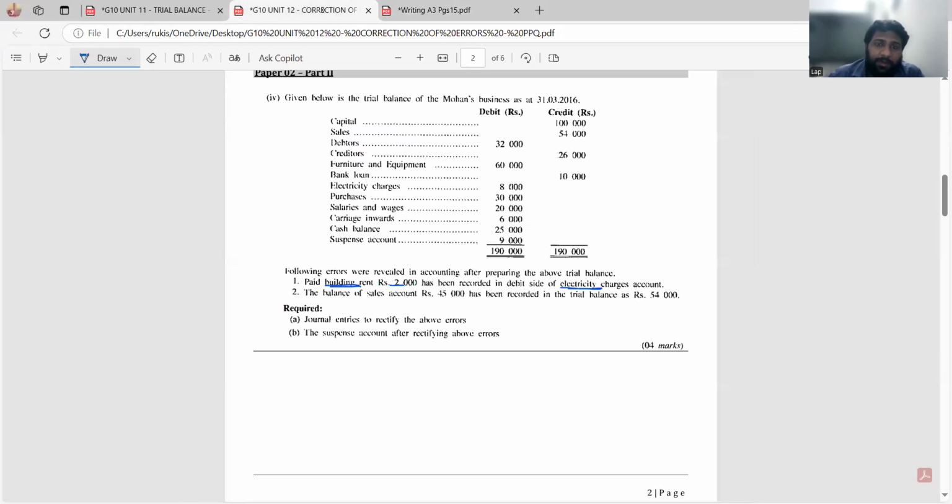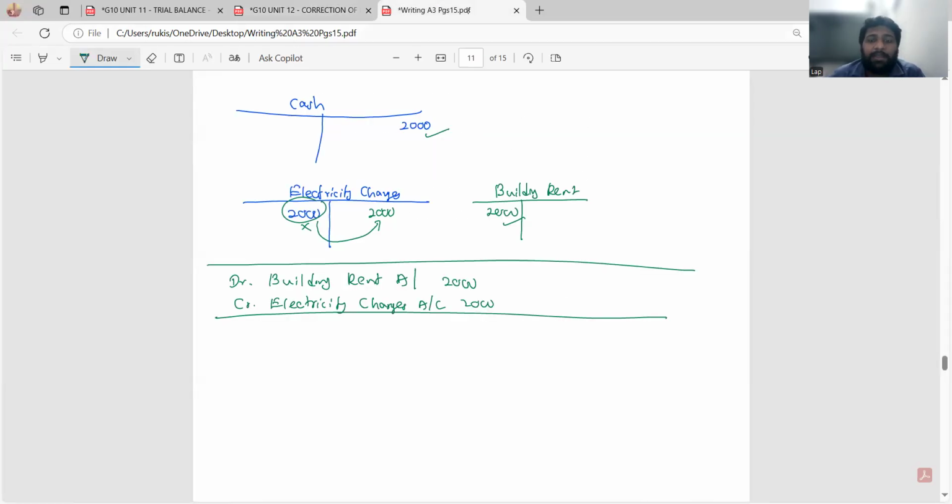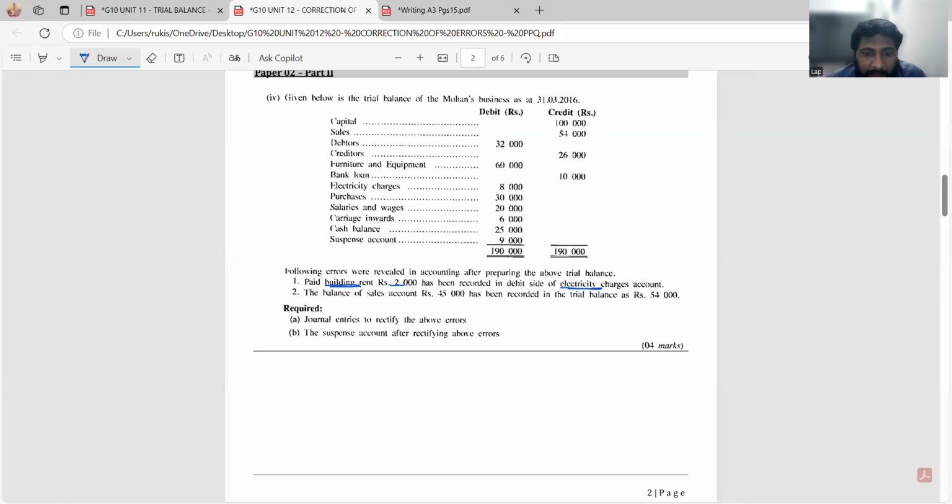Now let's move to the second one. The balance of sales 45,000 has been recorded in the trial balance as 54,000. So this is a mistake which has happened in the trial balance. So you have sales of 45. You have recorded it as 54.